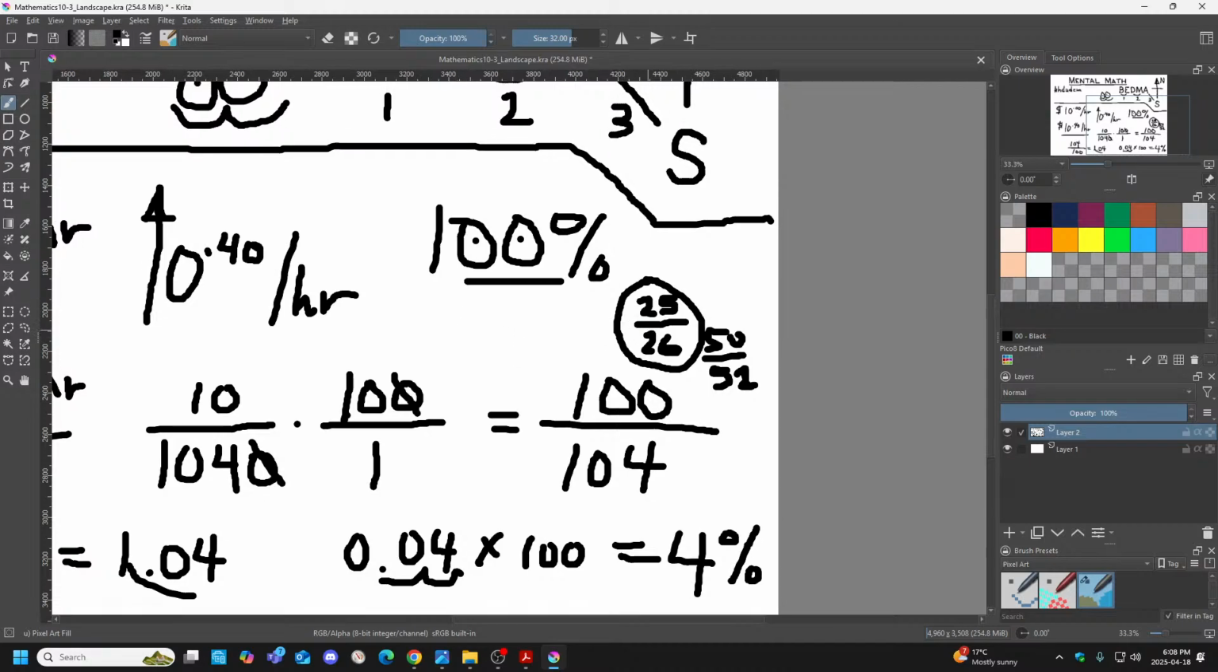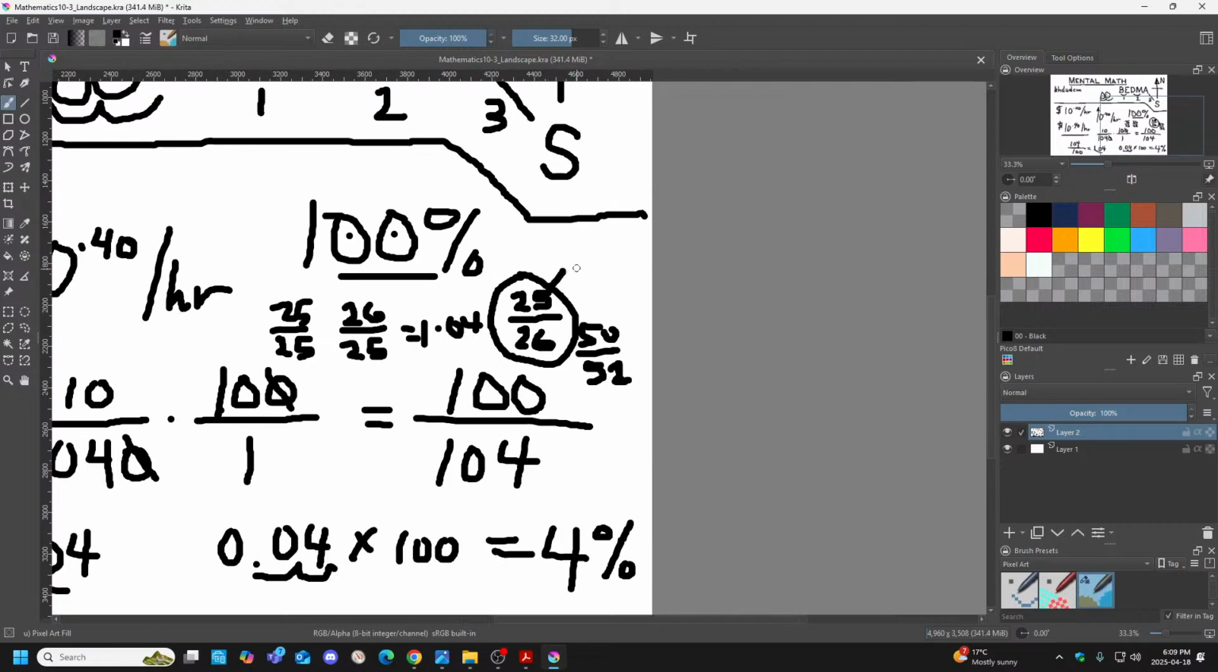But that's not the increase. We need the invert of it. The invert, because that brings us over to 1. Over 1, right? Do you understand? 25 divided by 25 is 1. That's why I said I need to invert it. So I flipped it, right? Which gave me 1.04.